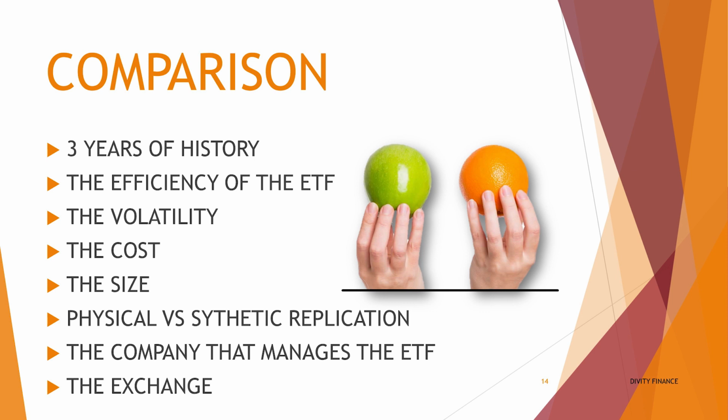Then choose the physical replication or the synthetic replication. As you can see, physical replication is just the third last spot in this list, simply because it's not very important. Physical replication and synthetic replication have very, very similar risks. So if you find an ETF that is less expensive, bigger, with lower volatility, better efficiency, and more history, and it's a synthetic and not a physical replication, then just go with a synthetic replication and don't be worried about it.